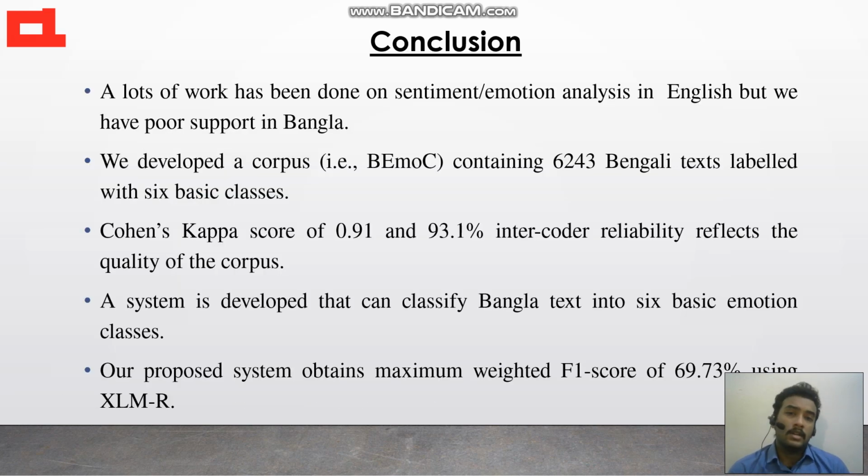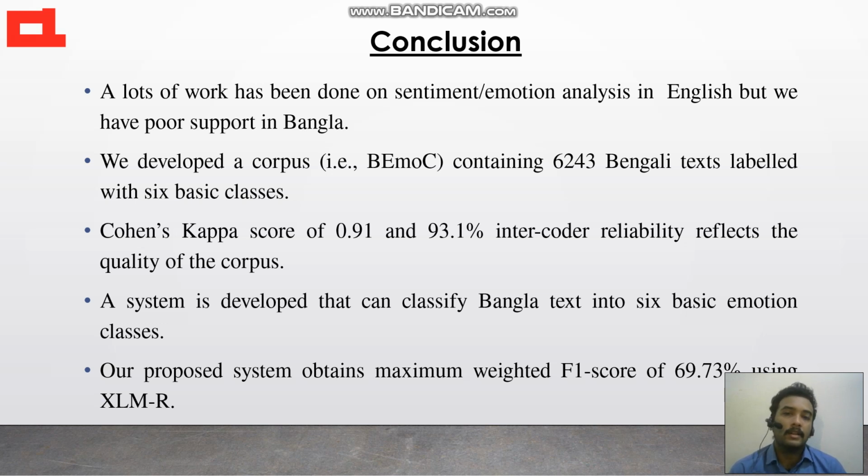There has been a lot of work done on emotion and sentiment analysis in English and other languages, but we have very poor support in Bangla, as we lack datasets and corresponding tools. Therefore, we developed a corpus named BMOC containing 6,243 Bengali texts labeled with 6 basic emotion classes. The quality of the dataset was evaluated using Cohen's kappa and intercoder reliability. The Cohen's kappa score was 0.91 and 93.1% intercoder reliability reflects the quality of the corpus.